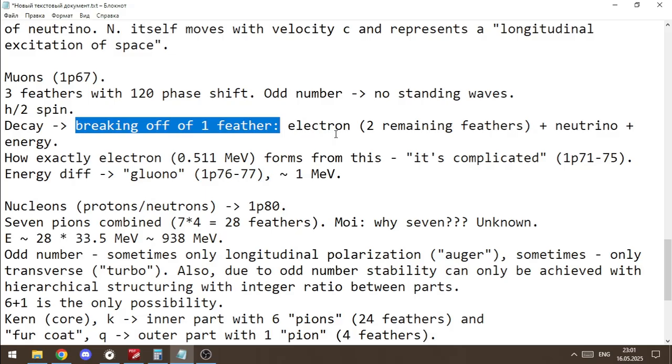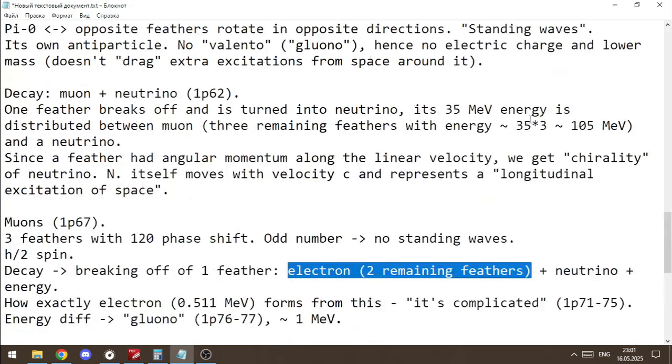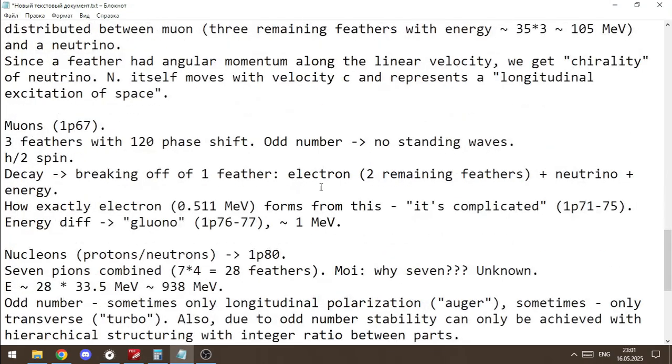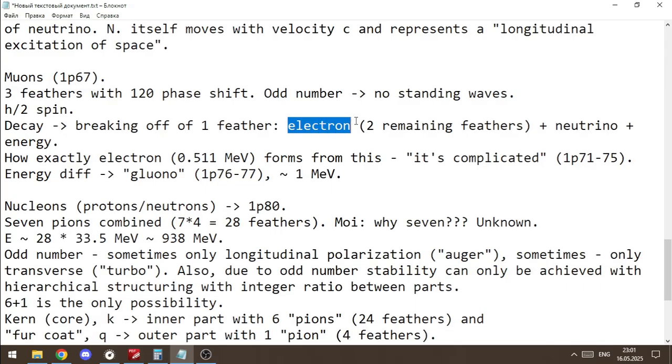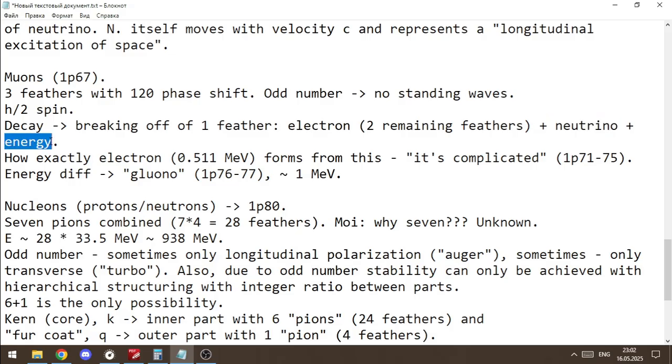So the 2 remaining feathers will form an electron, but they have to expand in size, right? Because we saw that the pion is alpha times smaller than the electron, and therefore the muon is also roughly the same size as a pion. But in order for these feathers to turn into an electron, they have to expand 1 over alpha, like 137 times bigger, basically, to form an electron. And also we get the neutrino, and also we get the energy.